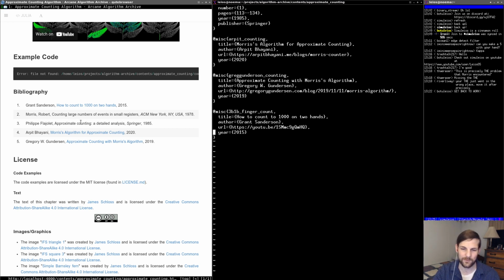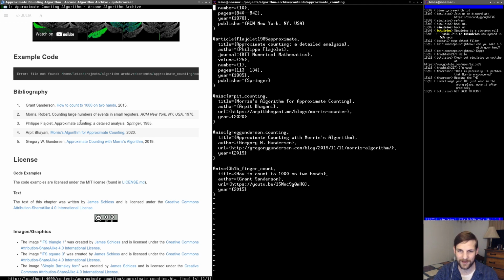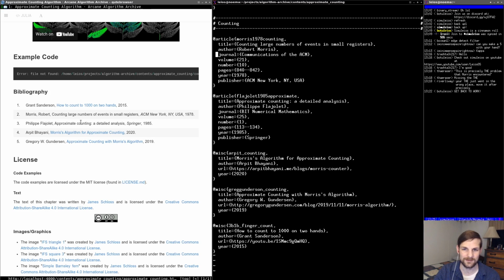Okay, screw it. Here's what we're going to do. We're going to actually leave them in the other format, because all the other citations are in that format. So this is going to be Morris. Oh, well, that's not going to be it. One second. R. All right. Flahole P. Because this is the format the rest of them are in, so let's just have it this way.